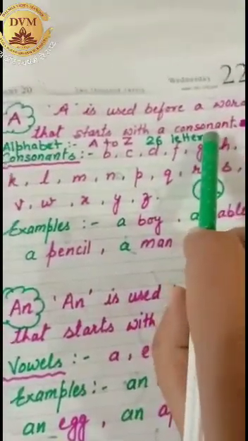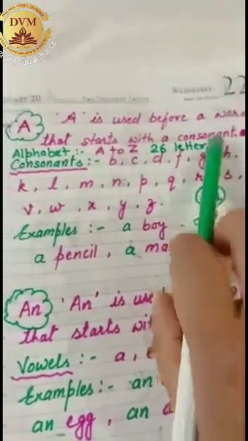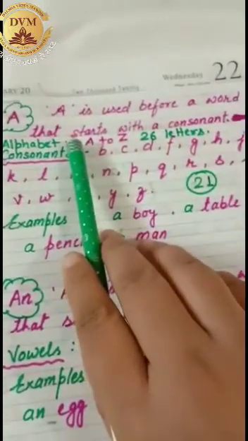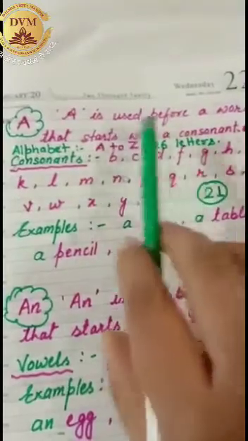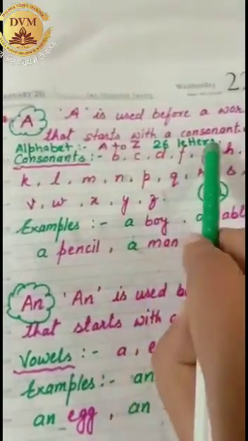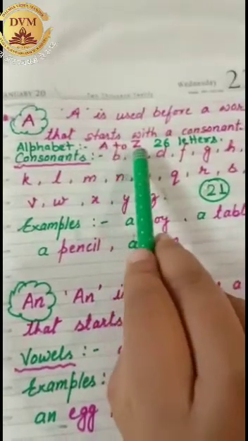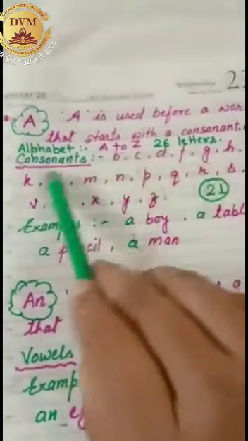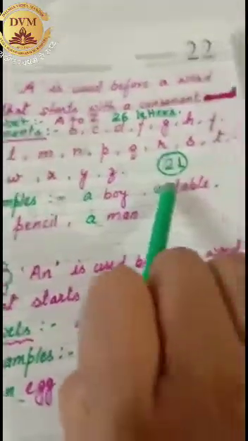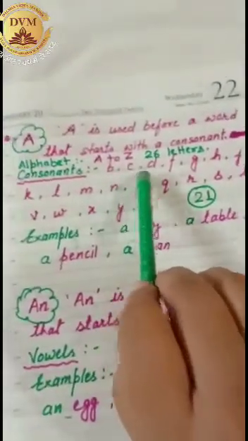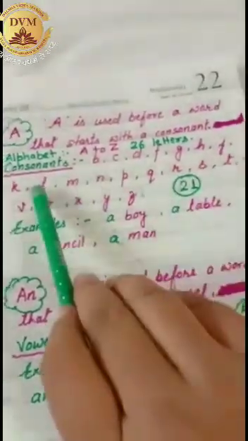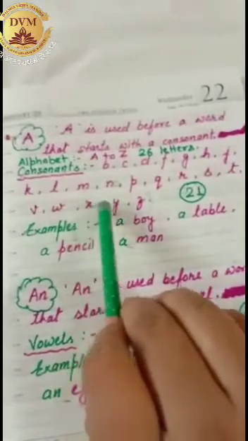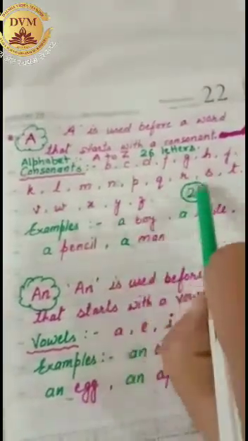Now, what is consonant? For knowing it, you have to remember, can you tell me how many letters are in the alphabet? Yes, 26 letters. There are 26 letters in the alphabet from A to Z. Now we were talking about consonants. The letters of consonants I have written here. There are 21 letters in consonants. They are B, C, D, F, G, H, J, K, L, M, N, P, Q, R, S, T, V, W, X, Y, Z. Yes, these are 21 consonants.